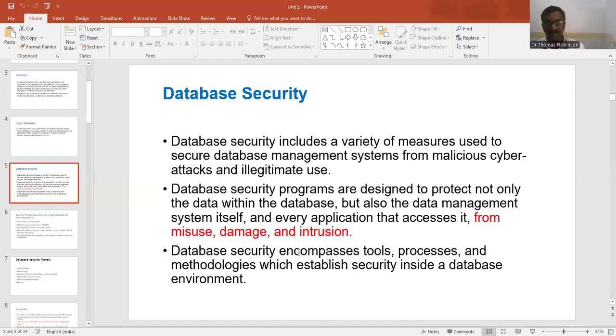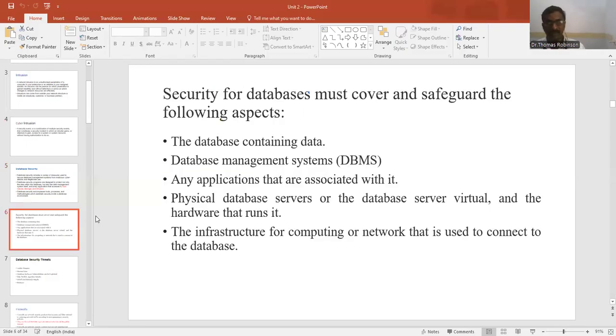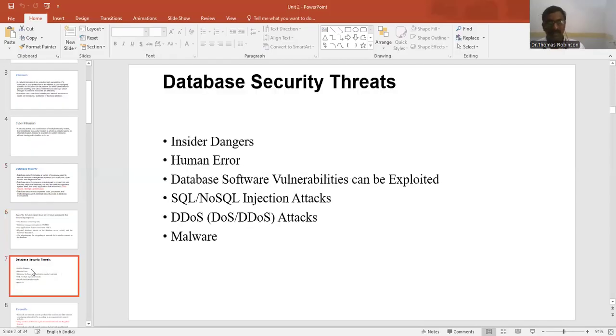Database security encompasses tools, processes, and methodologies which establish security inside a database environment. Database security must safeguard the following aspects: the database containing the data, the database management system and any applications associated with it, the physical database servers or virtual database servers and the hardware that runs them, and the computing or network infrastructure used to connect to the databases.